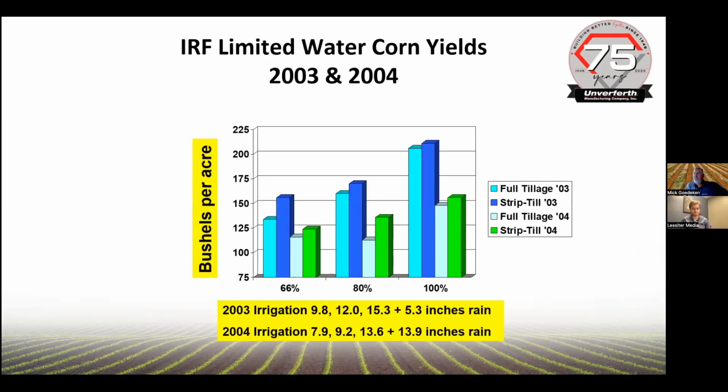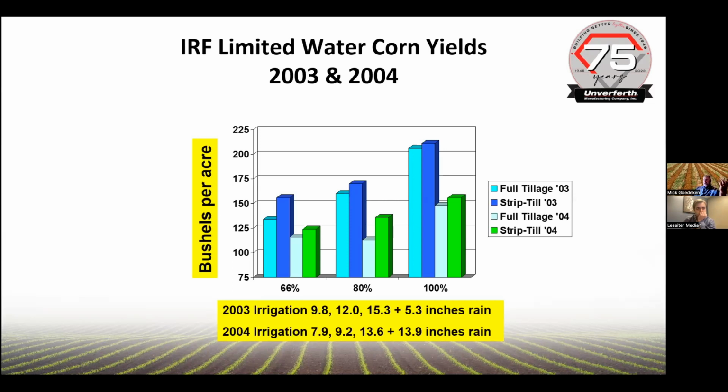IRF did some limited water trials, and that's where IRF has some advantages of their location. They're in a low rainfall, low precipitation area. They can back off that water by 66%, 80%, and then compare it to the 100% irrigation and collect some great data off of it. And so this was '03, '04. They did these trials. And if we look, in '03 they had 5 inches of rain, and in '04, they had 13 inches of rain. And so they had to supplement that.